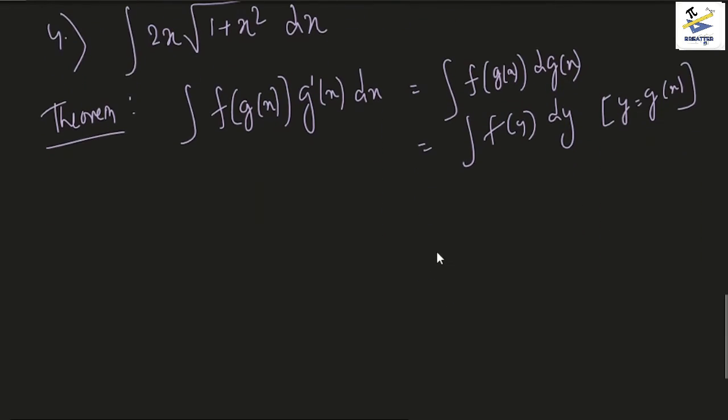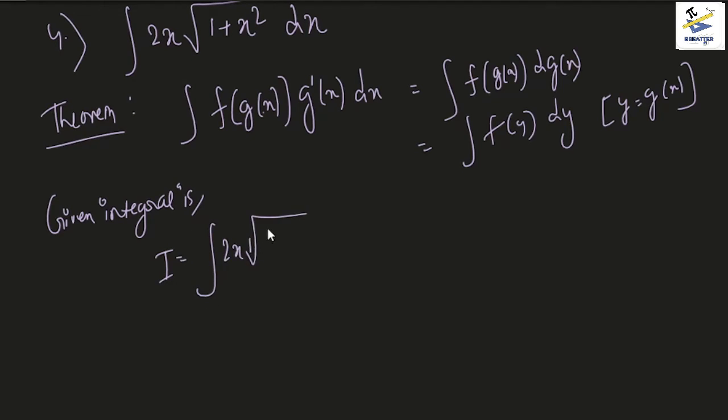Okay. So what we are trying to find is some function of something, where the derivative of that function is already given along with dx, and then we can directly substitute that function. Why? We can see why. So the given integral is I equals the integral of 2x into root over 1 plus x square dx, and we can substitute y equals 1 plus x square. Why are we doing that?